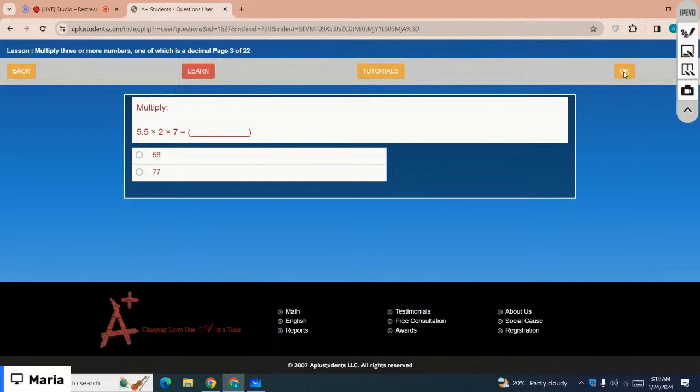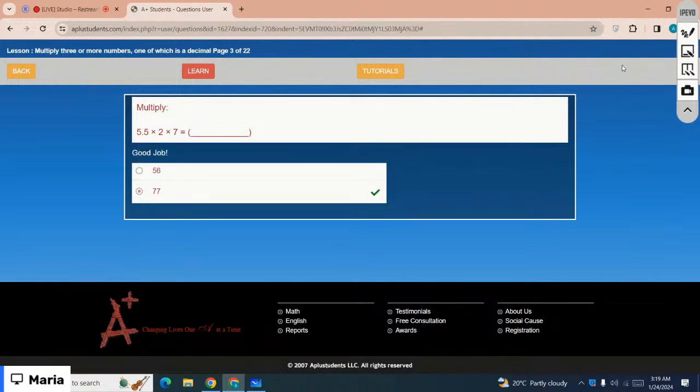Which is the correct option? Okay, let's just multiply 2 times 5. Yes, very good. The correct option is 77, right? The correct option is 77. Option 2 is the correct option.